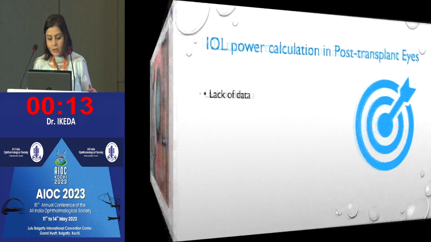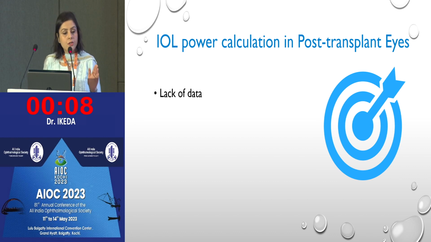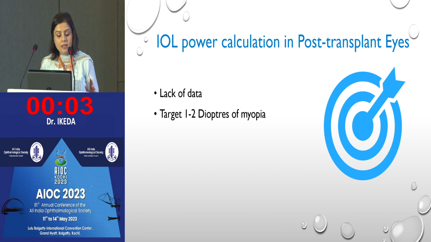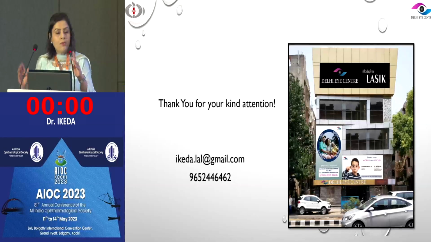And I would just like to end with a few salient points about IOL power calculation in post-transplant eyes: there is a lack of data for us to clearly understand how to plan these cases. But what would help when we have a full thickness graft is to always target 1 to 2 diopters of myopia. Post-DSEK eyes, we can expect again a hyperopic shift, expect 1 to 1.5 diopters of hyperopia and adjust accordingly. Post-DMEK, we would probably not expect that much of a hyperopic surprise, and just targeting 0.5 diopters of myopia would be helpful. Thank you everybody for your patient listening.